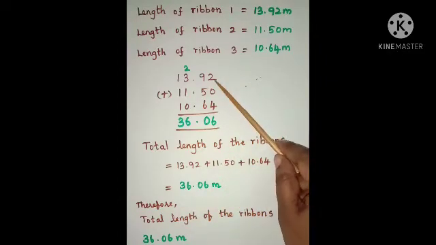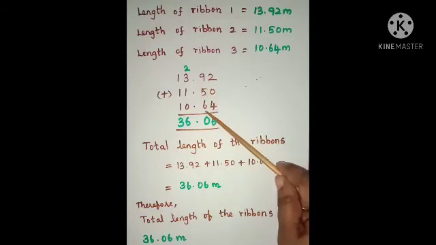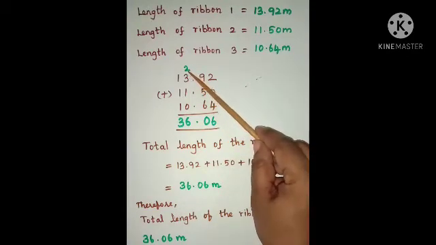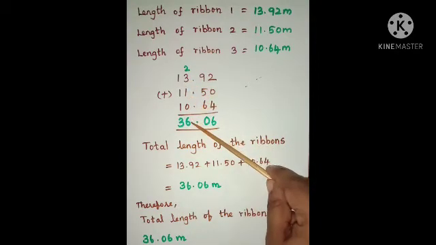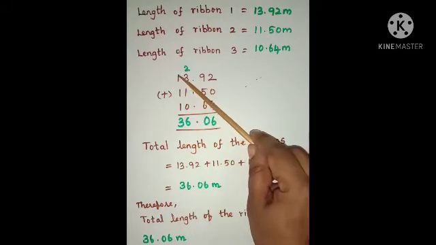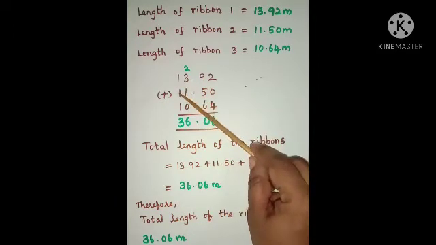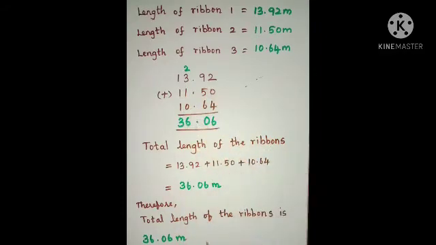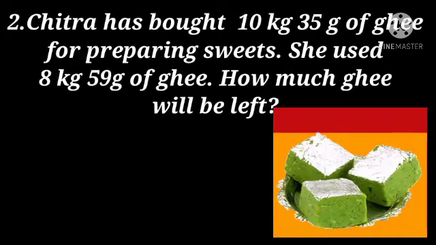So children, here 2 plus 4 is 6. 9 plus 5 is 14. 14 plus 6 is 20. Put 0 here and put 2 above 3. And here when we add 2 plus 3, 5. 5 plus 1, 6. Here in tens place, 1 plus 1, 2. 2 plus 1, 3. Thus, the total length of the ribbons is 36.06 meters.